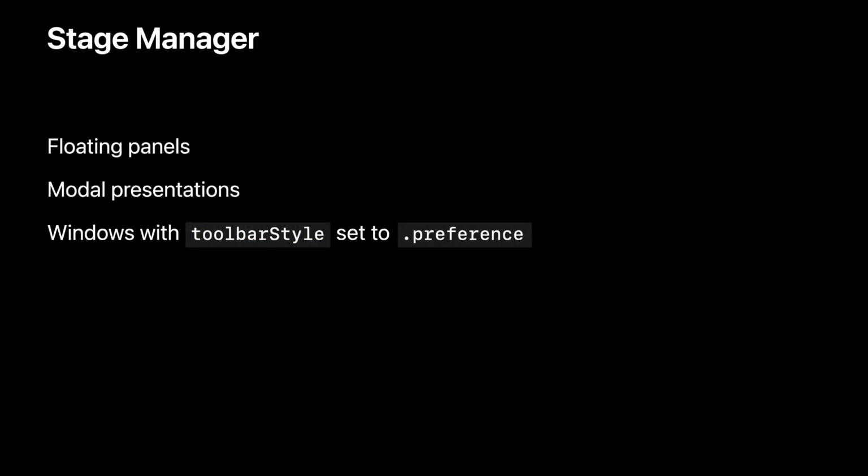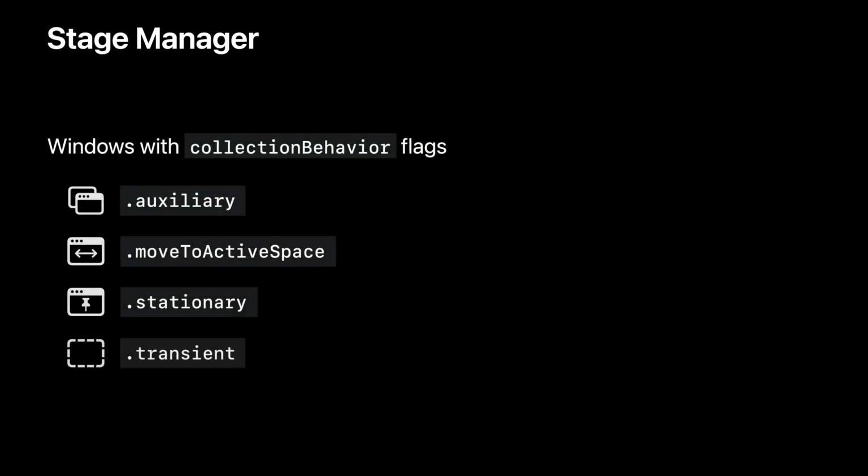By default, Stage Manager won't swap out other windows if you present a floating panel, a modal window, or a window with a preference style toolbar. Stage Manager also respects your window's collection behavior. This option set defines how your window behaves in spaces and full screen, and it now also helps Stage Manager understand that a window is considered to be auxiliary or floating.